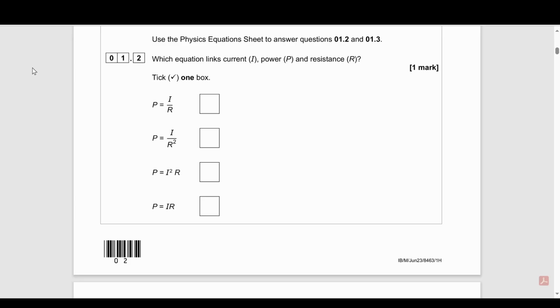Use the physics equation sheet to answer the next two questions. 1.2. Which equation links current, power, and resistance? Tick one box. We just need to find the right equation that involves power, current, and resistance, and that will be power equals current squared multiplied by resistance.